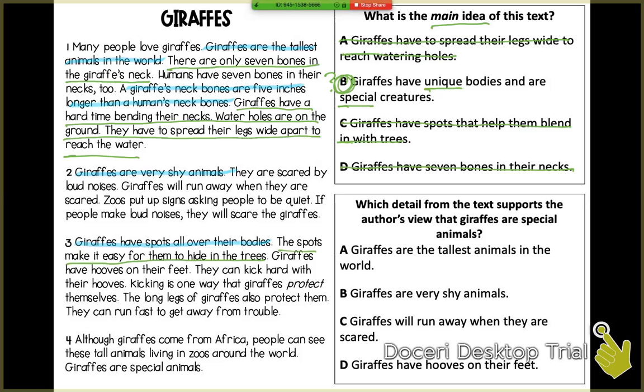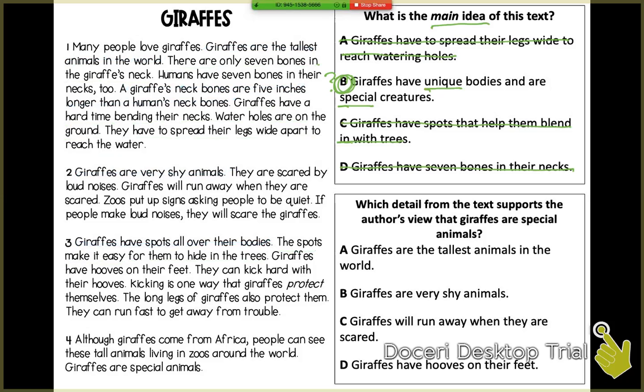All right. Last one is this bottom one here that is asking which detail from the text supports the author's view that giraffes are special animals. Really quickly, I'm going to erase all my highlighting here so we don't get confused and we can have fresh text to highlight our text evidence on this one.